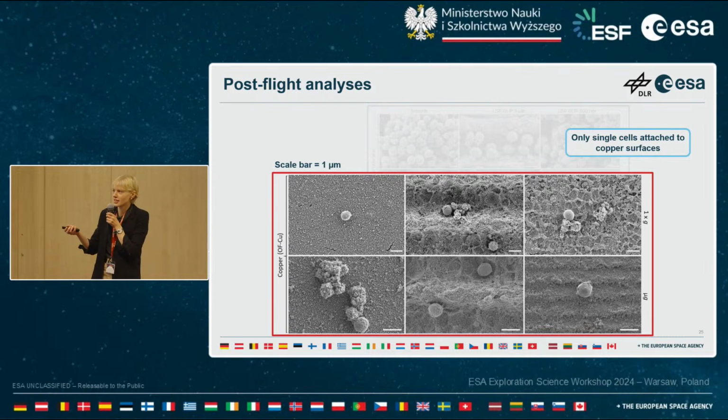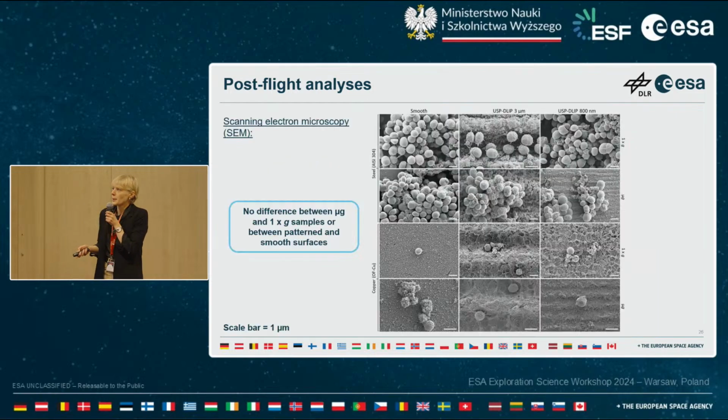So what we can say is that copper clearly inhibits the attachment of the cells to the surfaces and also the proliferation and then ultimately biofilm formation. We didn't see any signs of a starting biofilm on the copper surfaces. However, we also didn't see a difference between 1G and microgravity, and we also didn't see a real difference between the 3 different surface topographies. So this just sums up what I already said. There is no real difference between the microgravity and the 1G samples, but we see that copper indeed inhibits biofilm formation, also in reduced gravity, but this was also expected.